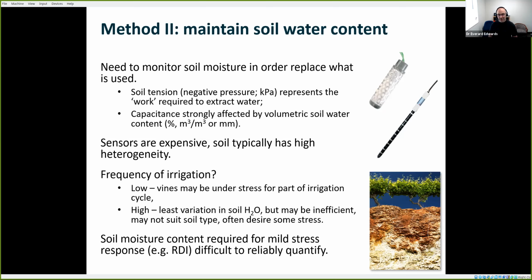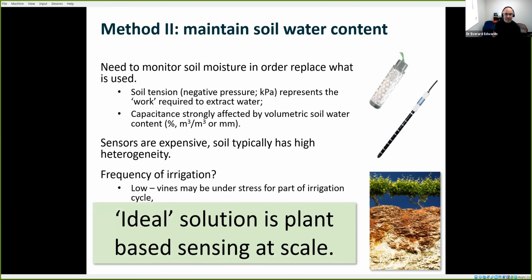Generally most growers are actually wanting to generate some degree of stress for part of the season with their vines. And when we want some degree of stress on the vines, it then becomes quite difficult to use either of these two measures, because it's hard to link a proportion of evapotranspiration or a certain reduction in soil water content with a specific water stress level of the vine. So ideally what we want to do is to combine these irrigation strategies with plant-based sensing, and again ideally at scale, so we can look across the vineyard.